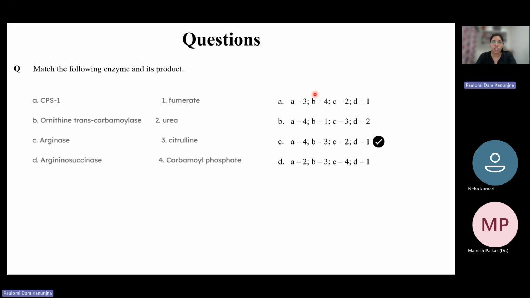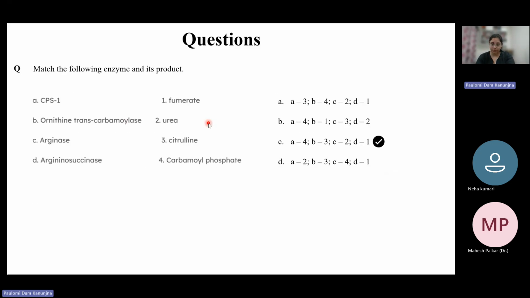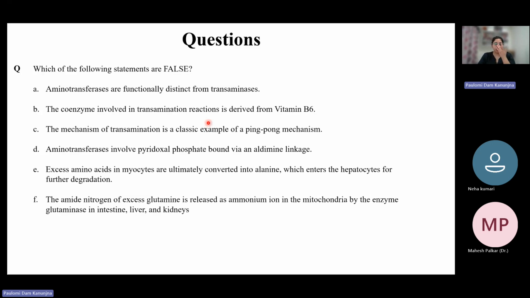Correct. Absolutely correct. So carbamoyl phosphate synthetase, carbamoyl phosphate is a product. B is 3, ornithine transcarbamylase gives you citrulline. C, arginase gives you fumarate and argininosuccinase gives you urea. If you look into the urea cycle, this all will make sense. Okay, cool. Thank you very much. Let's do the next question.